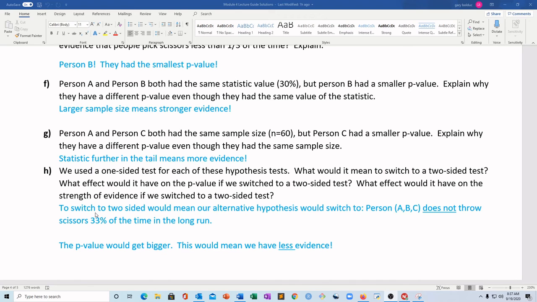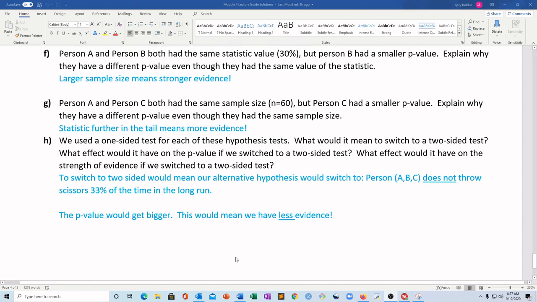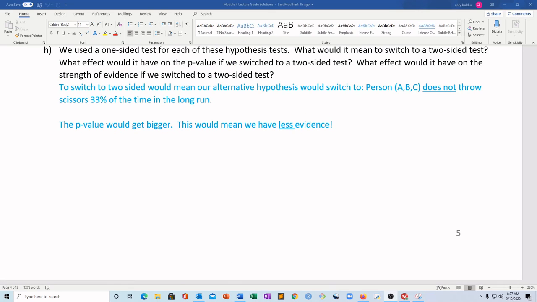Could be either, right? So then remember what we said. When you switch from one thing you're trying to find evidence for to now two things, that same amount of evidence, your statistic, does not go as far. So what does that do? That increases the p-value, which means you have less evidence. So two-sided, less evidence. That's what you have to remember. So that's it.